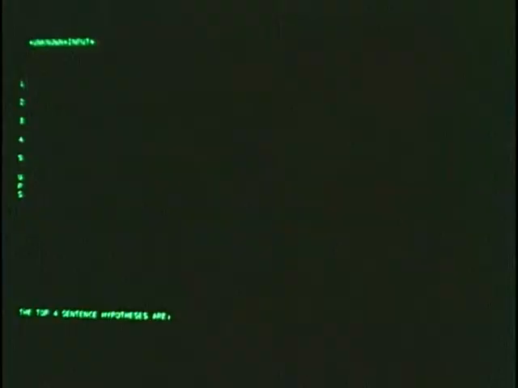I heard pawn to queen 4. My move is pawn to queen 4. Pawn goes to king 4.